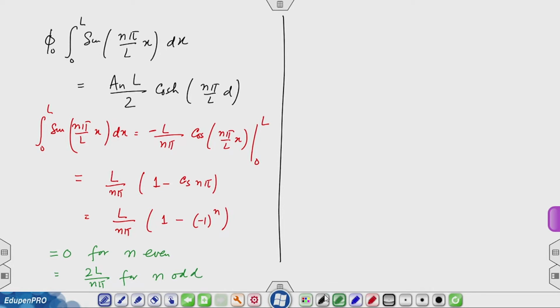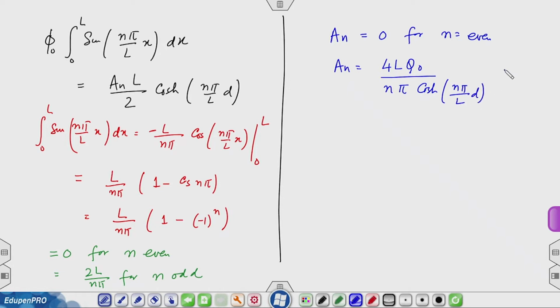and therefore, I get a n is equal to 0 for n equals even and a n equals 4 L phi 0 over n pi cos hyperbolic n pi over L d for n odd. So, we have now found our solution.